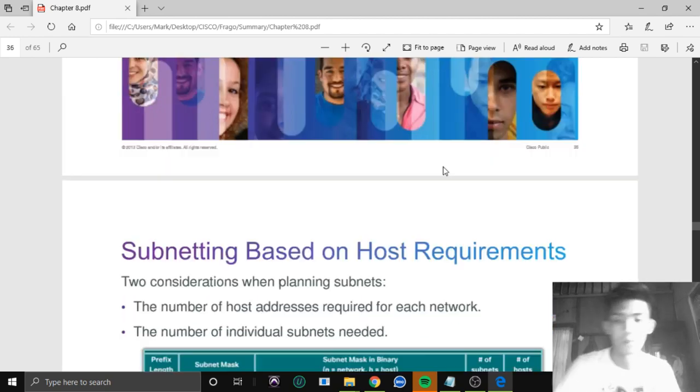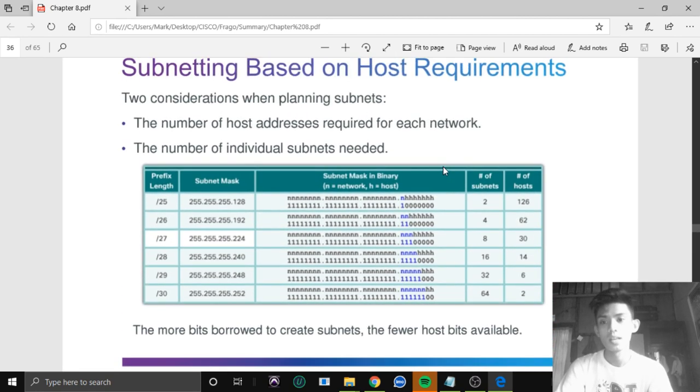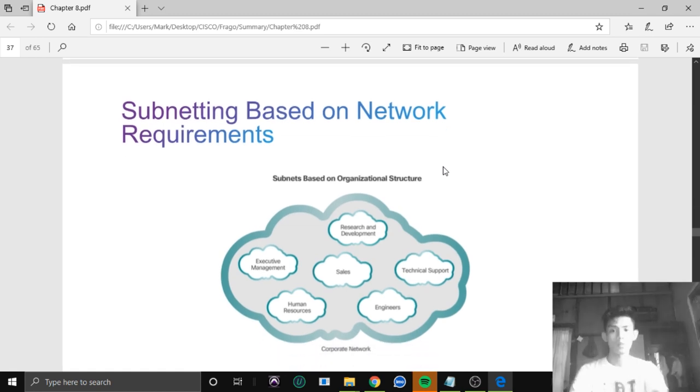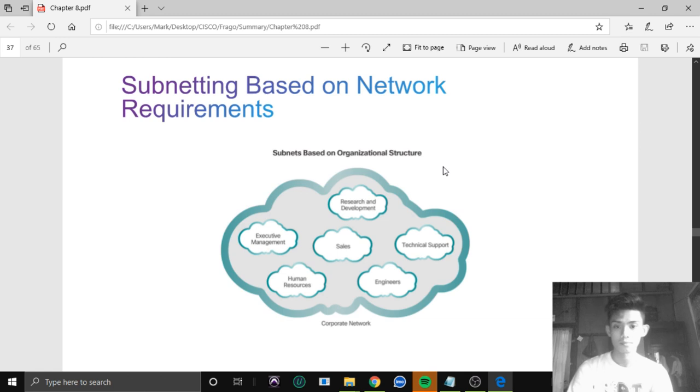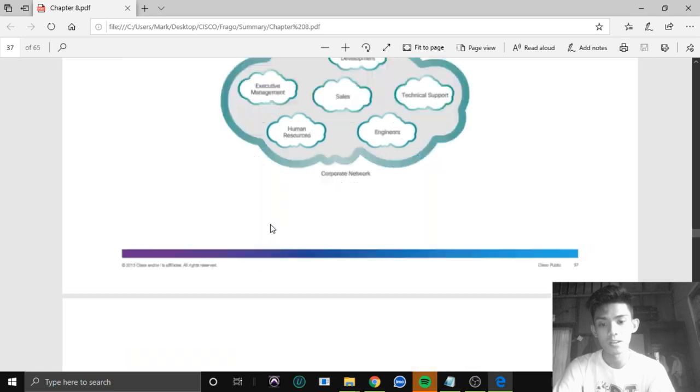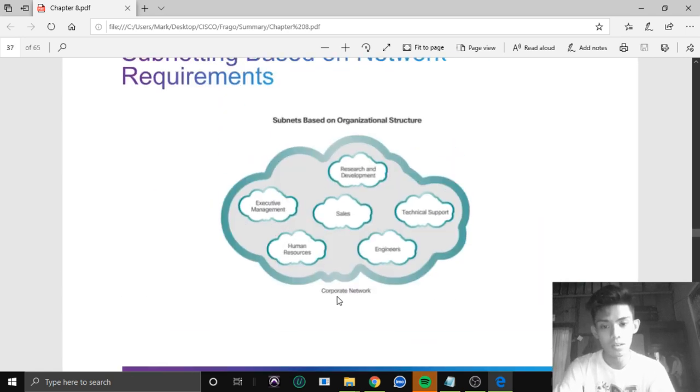Subnetting to meet requirements. Subnetting based on host requirements. Two considerations when planning subnets: the number of host addresses required for each network, and the number of individual subnets needed. So it's very needed. And subnetting based on network requirements. So we have research and development, technical support, sales, engineering, human resources, and executive management. This is what we call the corporate network.